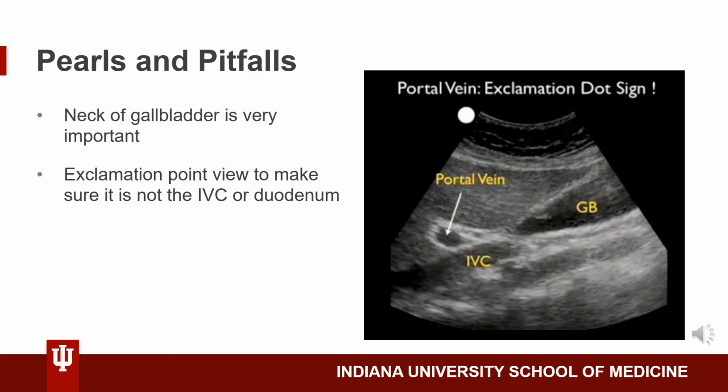And then finally, something called the exclamation point view, which you can see on the right. You see the gallbladder and then you see the portal vein, which kind of makes an exclamation point. And that's important to visualize in order to differentiate the gallbladder itself from the IVC or the duodenum, both of which are in similar areas and can be mistaken for each other.